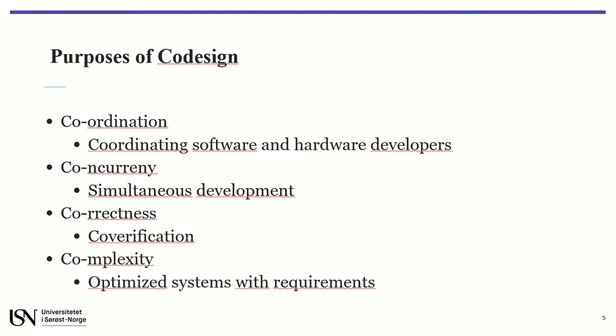Moving on, the third point is correctness. This includes co-verification of hardware and software interaction and integration due to the complex techniques used. Consequently, the fourth point refers to complexity. Today's electronic systems design is highly optimized and must adhere to a variety of requirements such as cost, power, and performance.